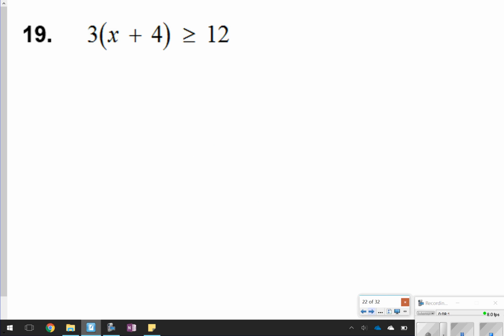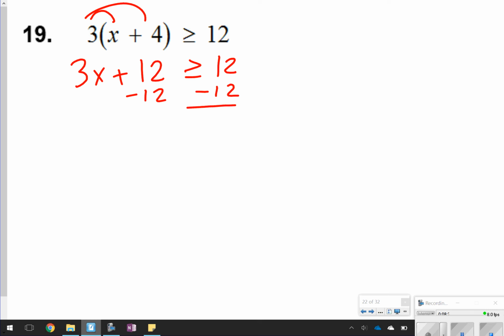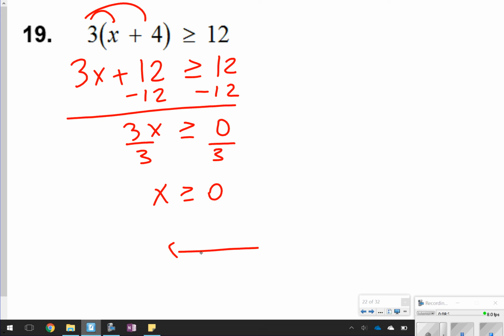Number 19, I did have to distribute first, so 3 times x and 3 times 4 is 12, greater than or equal to 12. A lot of people got confused here because whenever you subtract 12 from both sides, you get 3x is greater than or equal to 0, and then you divide both sides by 3. X is greater than or equal to 0. Yes, that is your answer. So I got a closed circle pointing to the right.